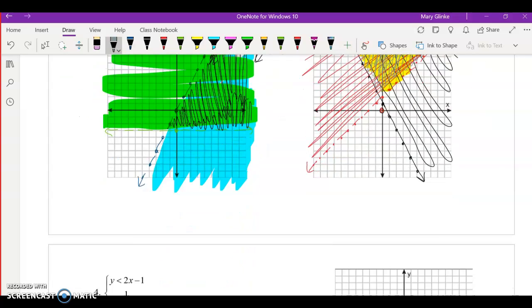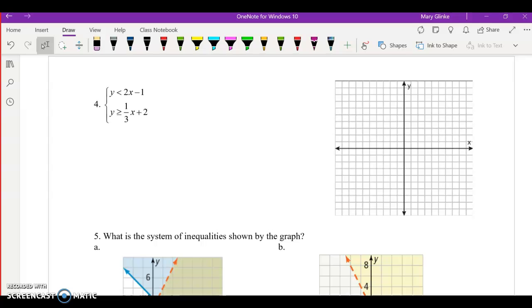Okay, let's go ahead and have you try this one. So pause the video and try number 4 and then unpause it to see if you got the correct answer.